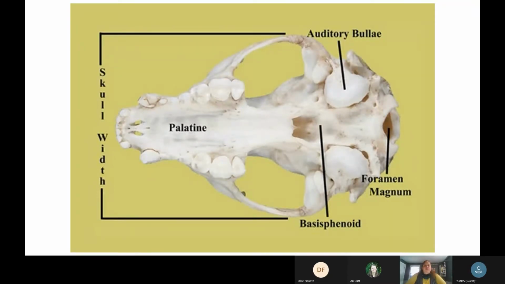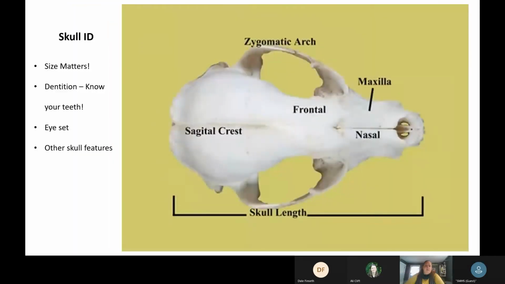Some of the other features on the skull that we look at, we look at where the eye set is on the skull. So if we're back here, if the eye is set in front, that would indicate most of our predator species have their eyes set towards the front of the skull. That way they have that depth perception that helps them when they're catching prey.